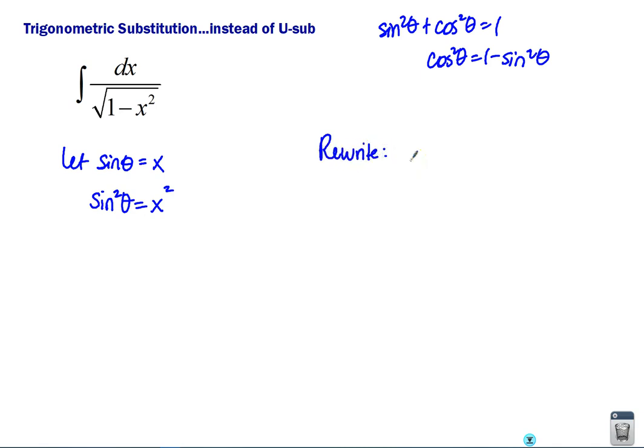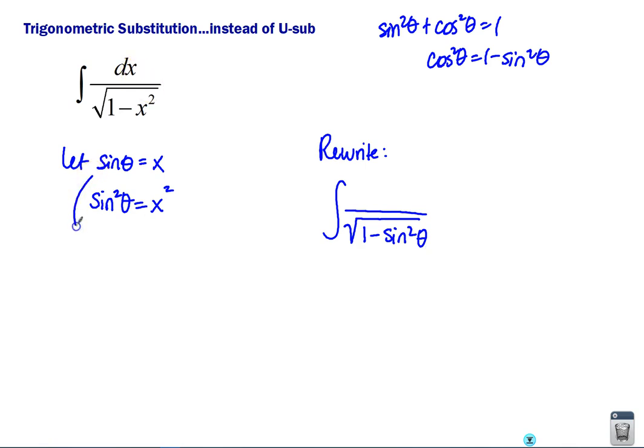So if I wanted to rewrite this integral, I can't replace dx yet, I haven't done anything with that, but in my denominator I would have the square root of 1 minus sine squared theta. I'm not done with that integral yet, obviously, because I need to replace dx, but this is where I'm at so far.